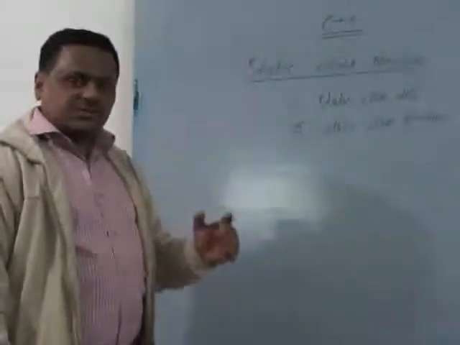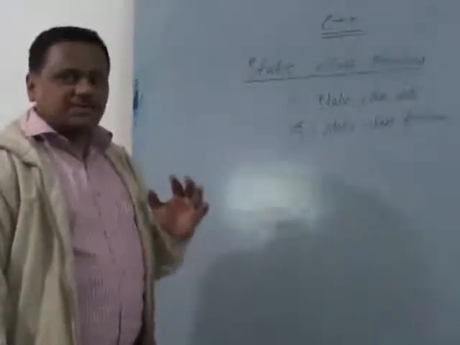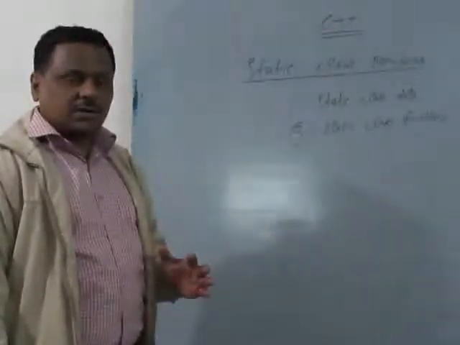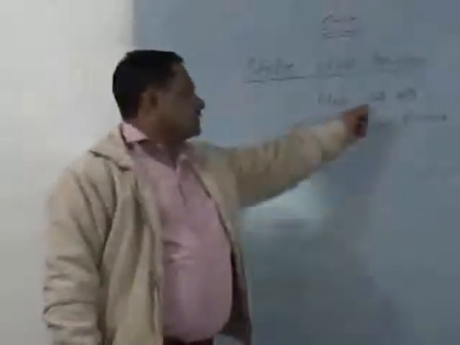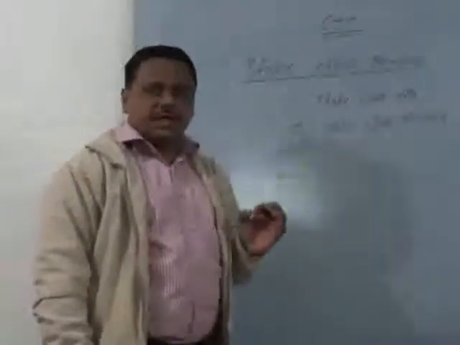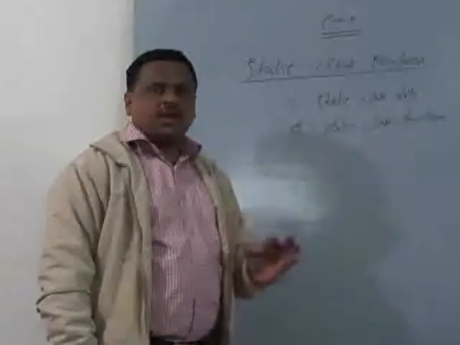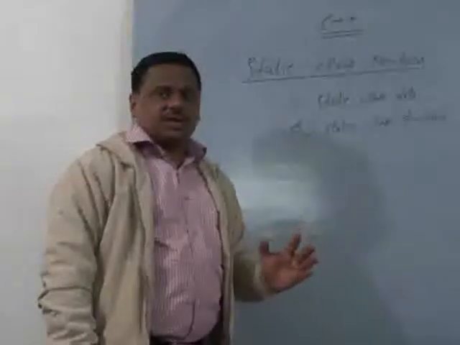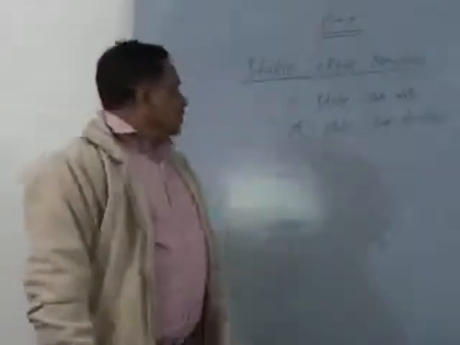As far as instance variables are concerned, we will have as many copies of instance variables as the number of objects. But as far as static class data is concerned, we will have only and only one single copy, and that will be shared by all the objects of this class, right?